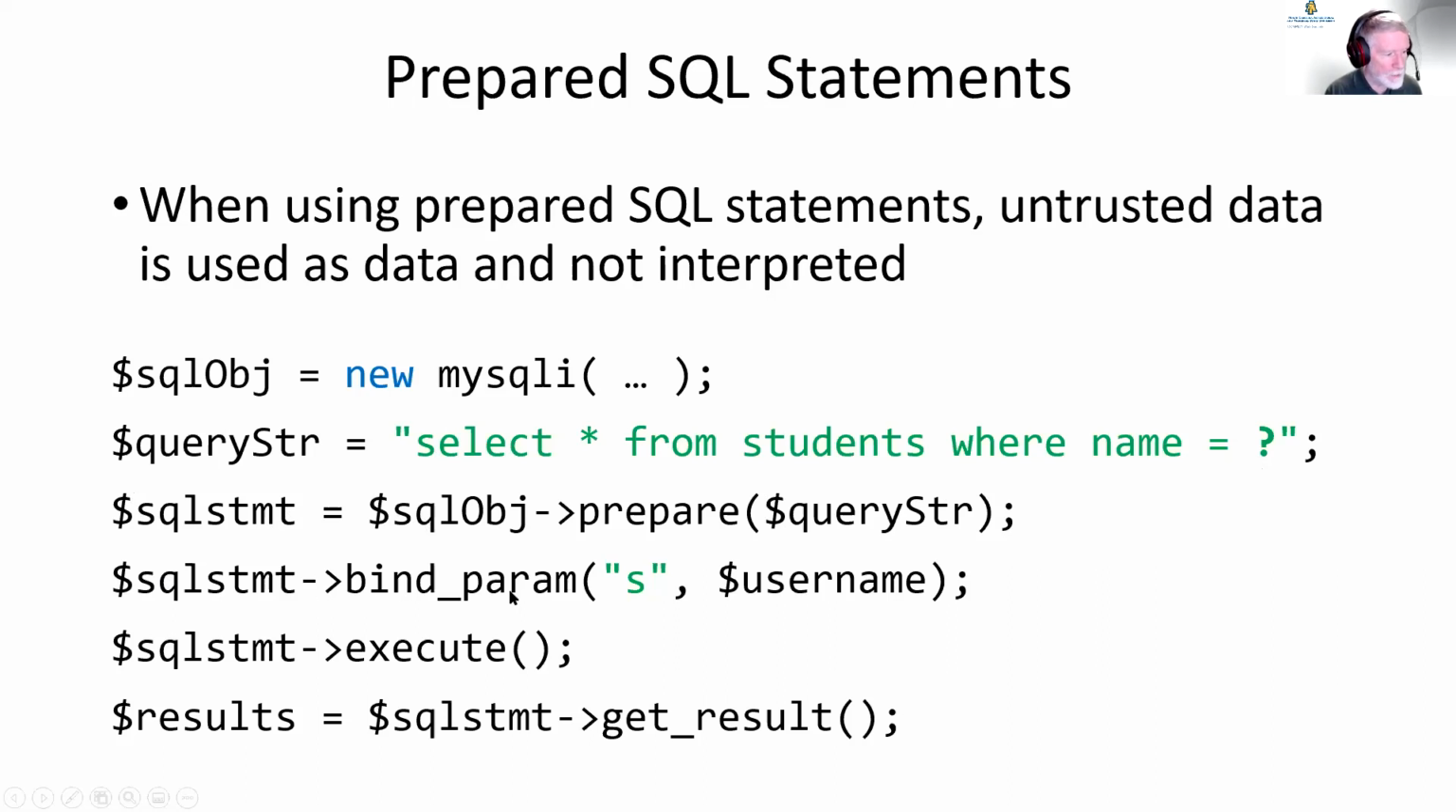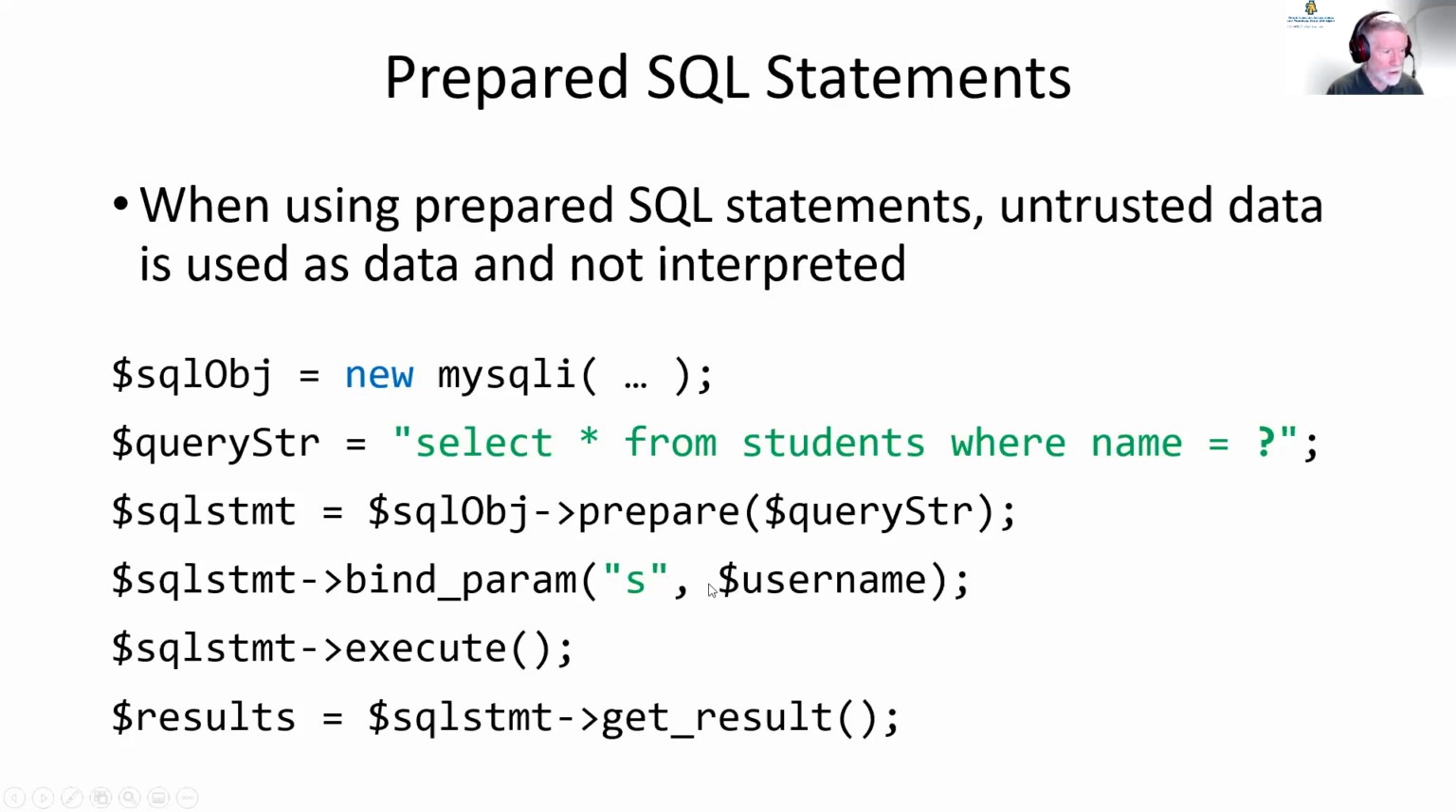Then we do the bind param. Bind param takes two parameters. Actually, it can take any number of parameters you want, but the first parameter tells you the data type that you're going to replace. I'm going to use an S for string. There are several different types. The only ones I know are S for string and I for integer. I'm sure there are more, but I've never used them. So S, and then the variable.